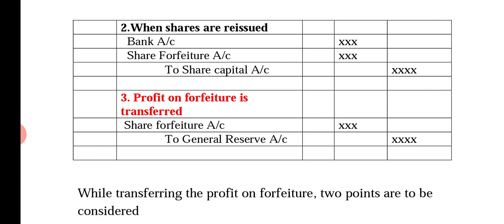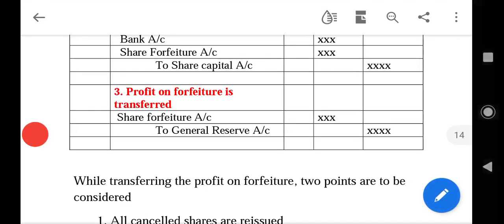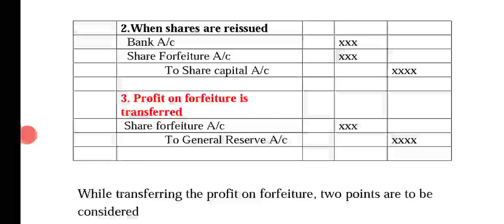A 10 rupee share sold for 8 rupees means 2 rupees discount. The discount is adjusted in the share forfeiture account because that is a profit account. The profit account is reduced to the extent equal to the discount. So the 2 rupees discount amount is debited. Bank account 8 rupees, share forfeiture account 2 rupees, total 10 rupees, and the same amount is credited in the share capital account.